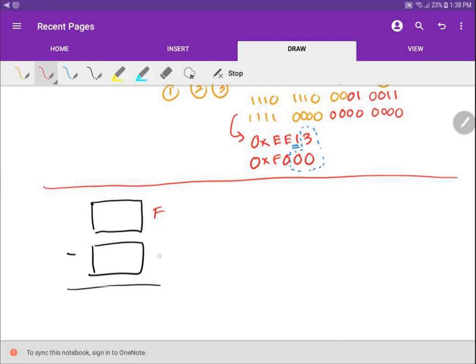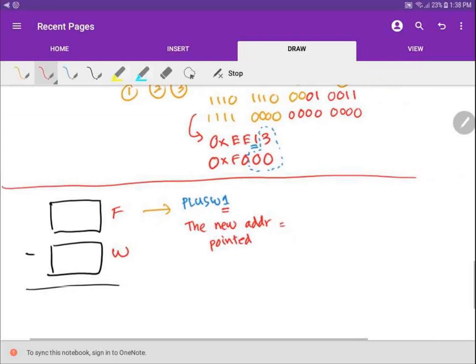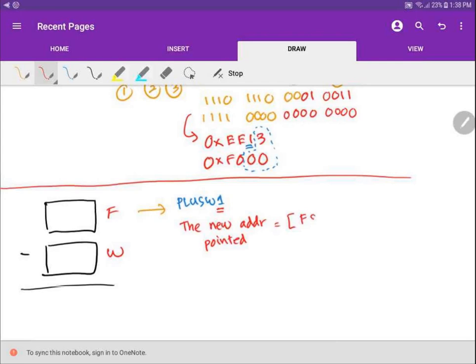So this is F and this is W, right? Subtract working register from file register. Now the thing here is we need to find out what is the address here. So it is using this plus W1, right? So you know that it's using FSR1. So what is the formula? The new address pointed is equals to what? The content of FSR1 plus the content of working register. Why did we use FSR1 here? Because this is 1. So that's why we are using FSR1.